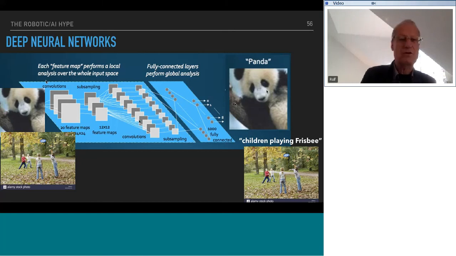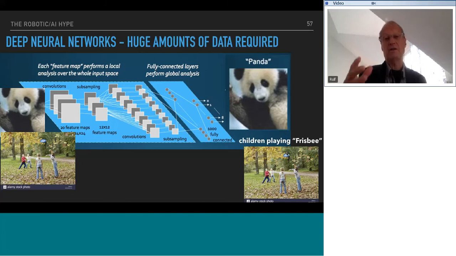And then on the other side, you show a panda, and you say, this is a panda, and you show this scene, and you say, this is a scene with children playing frisbee. If you show many examples to the network, over time, the network will learn to recognize in everyday scenes children playing frisbee. One of the points everyone knows, but is an issue, is that you need huge amounts of data. You need thousands, maybe hundreds of thousands, maybe millions, and then the networks perform extremely well.